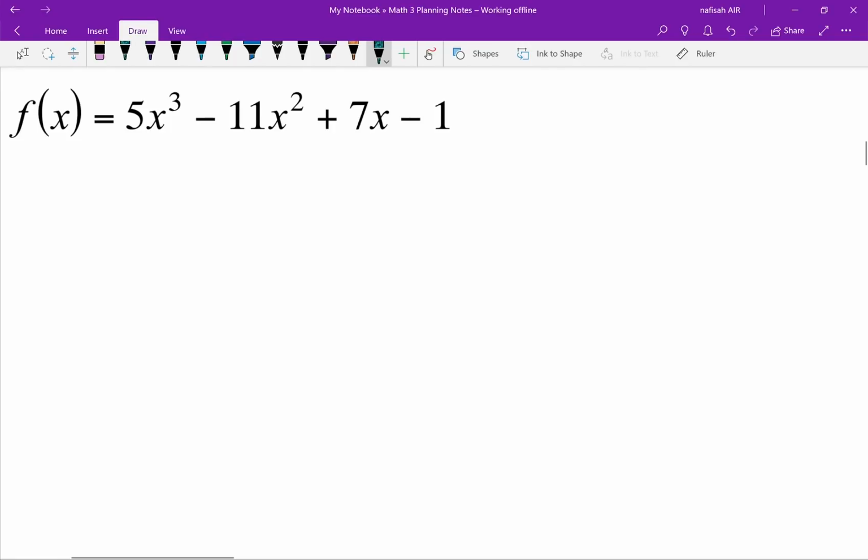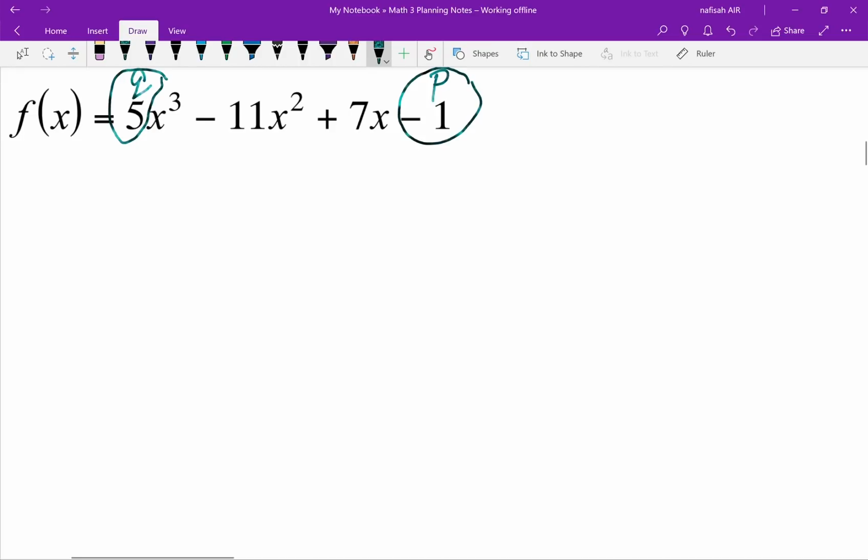If I wanted to find all of the possible rational roots of this function and then actually figure out which of the possibilities are actual roots, so which ones are actual x-intercepts, this is what I would do. I would start off by finding all of the possible rational roots. I have P, I have Q.